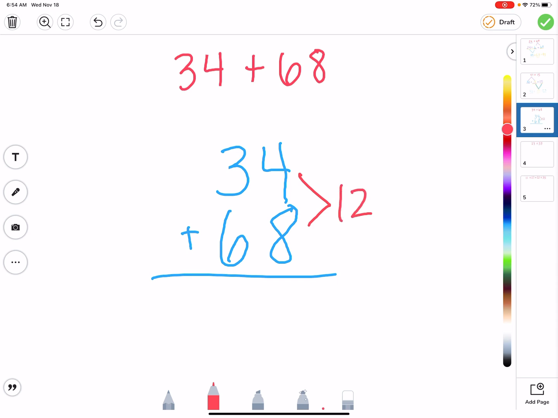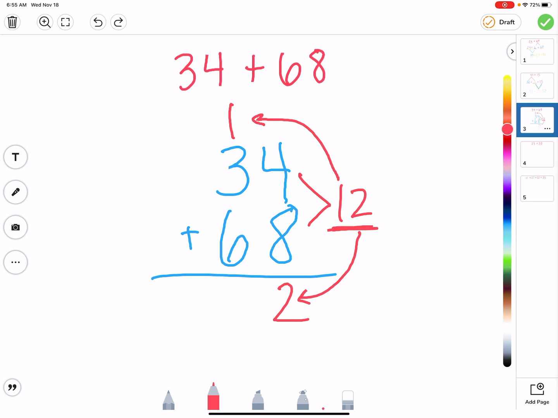So whenever I add my 1s, if this number is 10 or more, I'm going to have to regroup some of those 1s. I'm going to have to group 10 of the 1s into a 10. So that's what I'm going to do here. I'm going to take that 10 and put him with the other 10s. And I'm not going to forget about him. I'm not going to forget because it's easy to forget about that little guy, okay? And then when I take 10 1s out of 12, I have 2 1s left over.